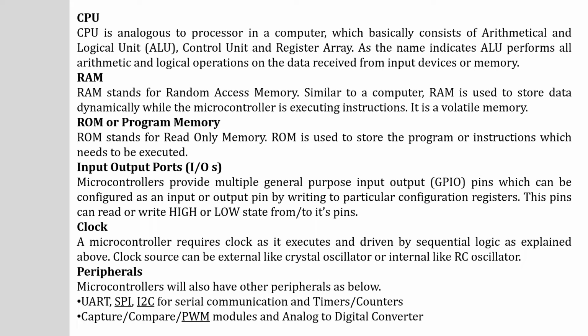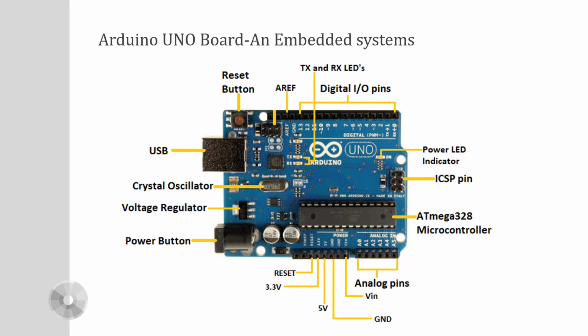Next, coming to the clock, a microcontroller requires a clock pulse to perform every function in it, as it is driven by sequential logic as explained above. The clock source can be external, like a crystal oscillator, or internal, like an RC oscillator. If we want to provide a clock source inside the microcontroller, it should be an RC oscillator. If we want to provide it externally, it should be a crystal oscillator. In the previous Arduino board, we used a crystal oscillator which is external to the microcontroller.